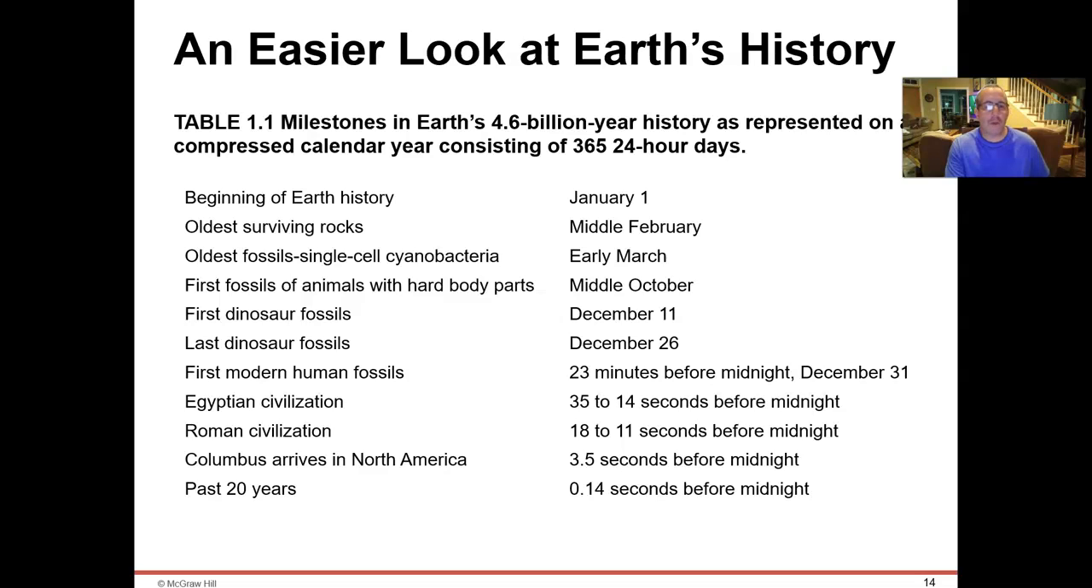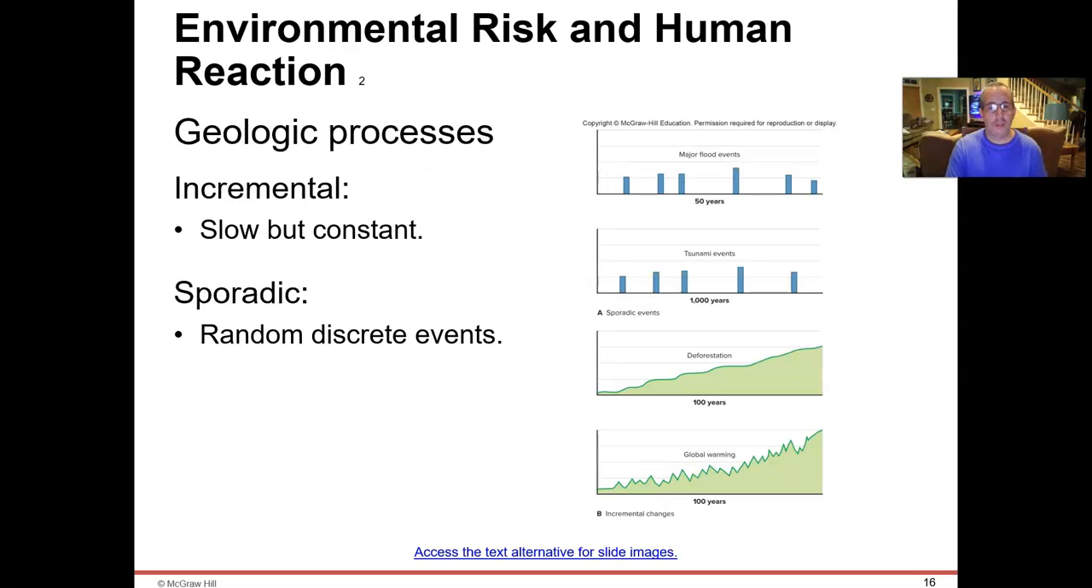The one thing I do want to point out, the first modern human fossils, this is fossils from when we probably didn't even look like we look now. We still looked more like a primitive primate at that time. However, that's only 23 minutes before midnight at the end of the year. So a very, very, very short amount of time in geologic history have humans even been around, much less modern humans in development. That's why when we talk about all these environmental issues today, and people sound alarmed about these, that's because we've been around this crazy short amount of time, but we're seeing that we're changing this earth so quickly, and the environment, the climate, everything is changing ridiculously faster than it ever happened over geologic time before.